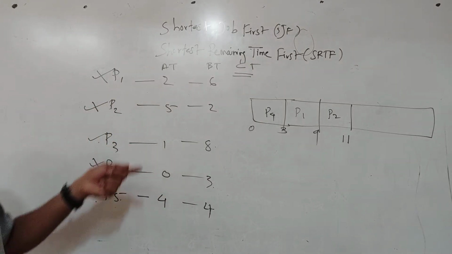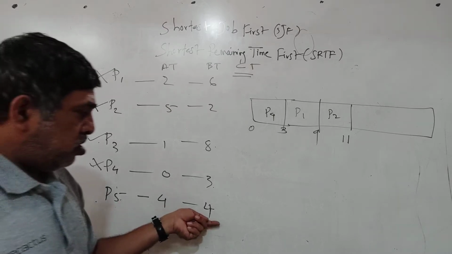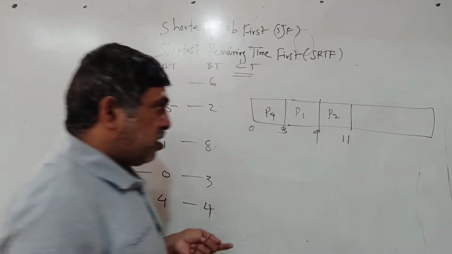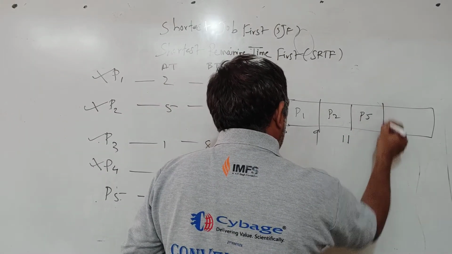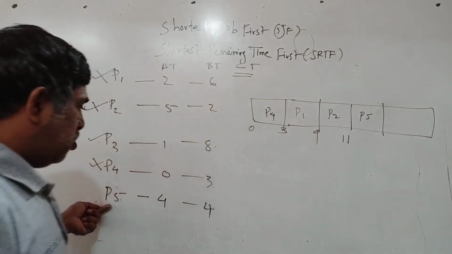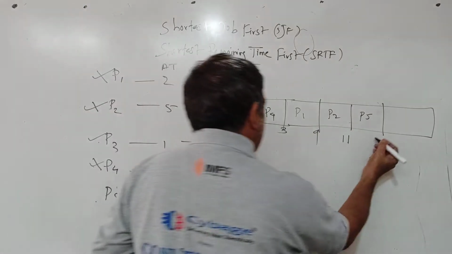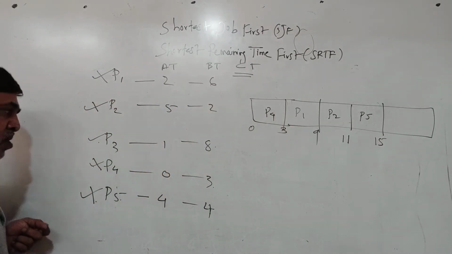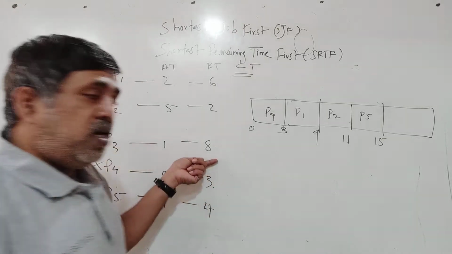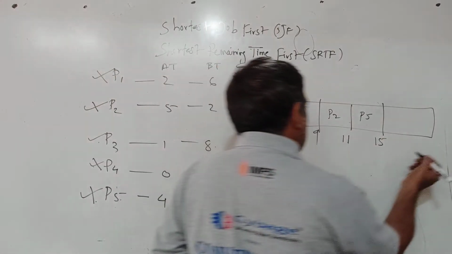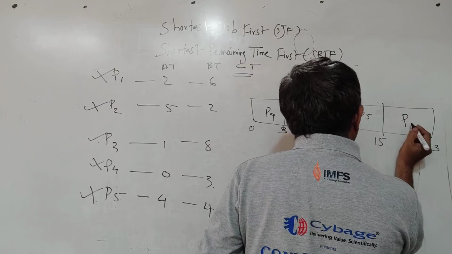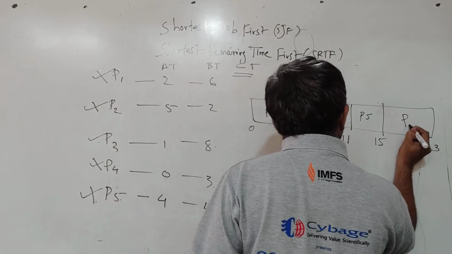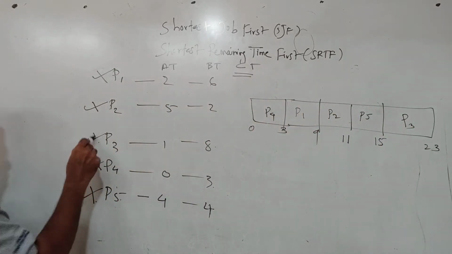Remaining are P3 and P5. Obviously P5 is the choice. You compare 8 with 4. 4 is lesser, so P5 is taken up for execution. The burst of P5 is 4, so at the 15th unit P5 completes, and P5 goes out of the memory. Only one process remains, that is P3. P3 needs 8 units of burst time. So 15 plus 8, obviously it is 23, and that is the end of process execution. All the processes are executed. So finally P3 executes, and P3 also goes out of the memory.